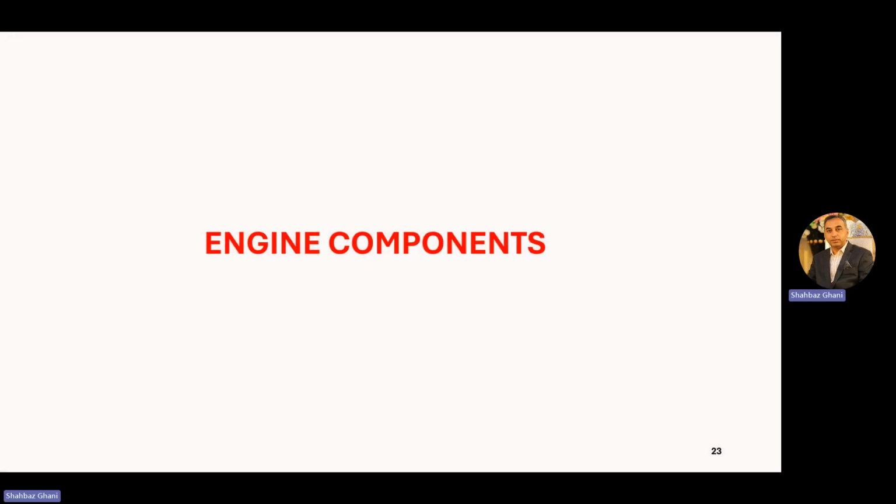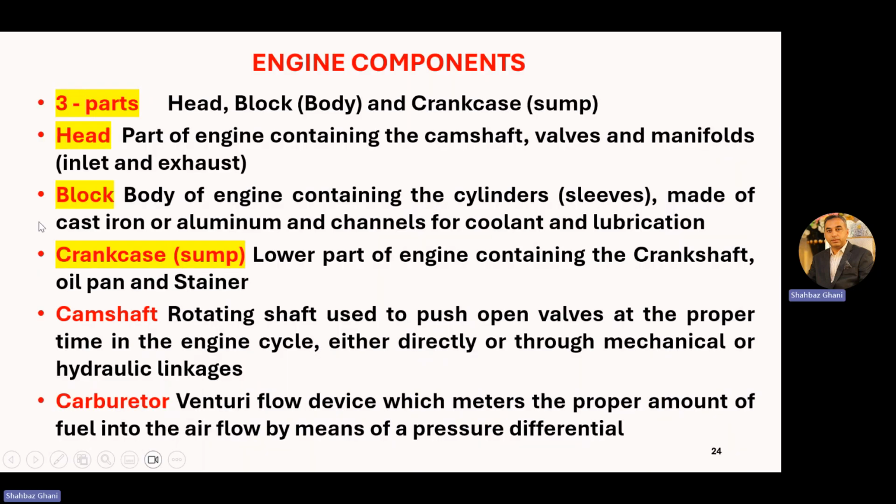Now, a few words regarding the engine components. As you have seen in the video clip, you can divide the engine into three major parts: head, block or body, and crankcase, also known as sump. Head, the upper part: the part of the engine containing the camshafts, valves, and manifolds, inlet and exhaust, is known as your engine head. Then the second part is your block, the body of the engine containing the cylinders, sleeves made of cast iron or aluminum, and channels for coolant and lubrication.